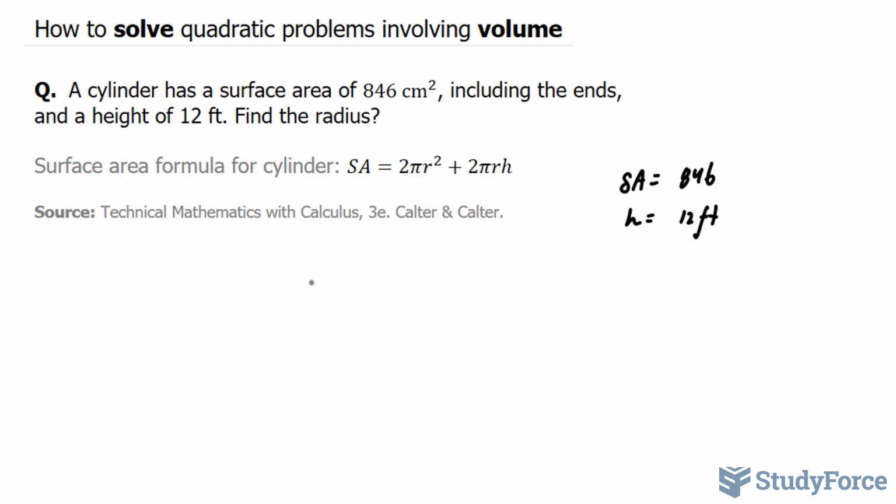Let's substitute these values. If you do it correctly, you should end up with 846 is equal to 2 pi r squared plus 2 pi r times 12. The next step is to simplify the equation as much as you can.